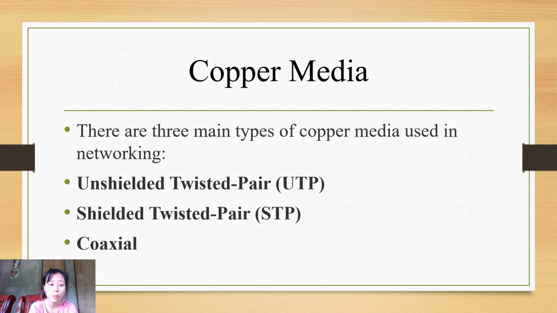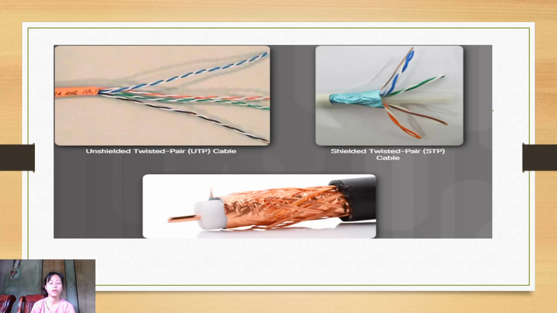For the next one, we have copper media. There are three main types of copper media used in networking: the unshielded twisted pair or UTP, the shielded twisted pair or STP, and the coaxial. You can see in the picture the unshielded twisted pair, the shielded twisted pair, and the coaxial.